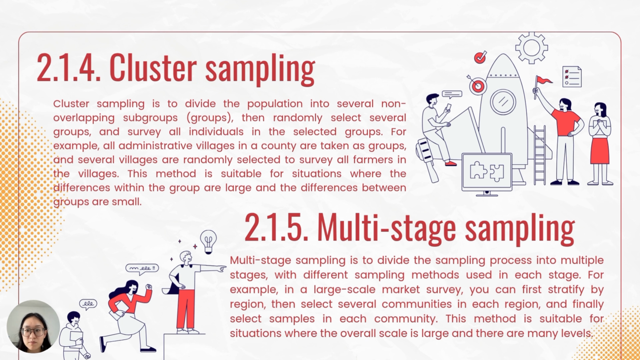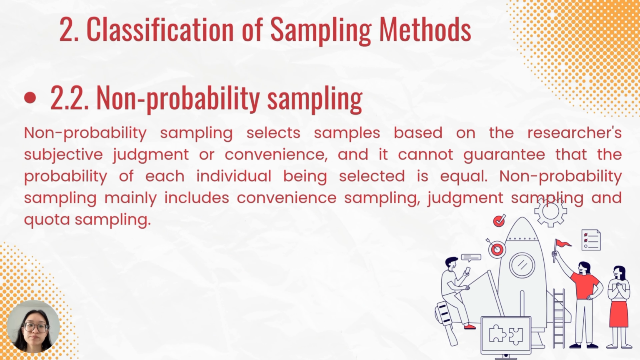The last one is multi-stage sampling. This is to divide the sampling process into multiple stages and use different sampling methods in each stage. Taking a large-scale market survey as an example, you can first stratify by region, then select several communities in each region, and finally draw samples in each community. This method is suitable for situations with a large overall population and many levels.